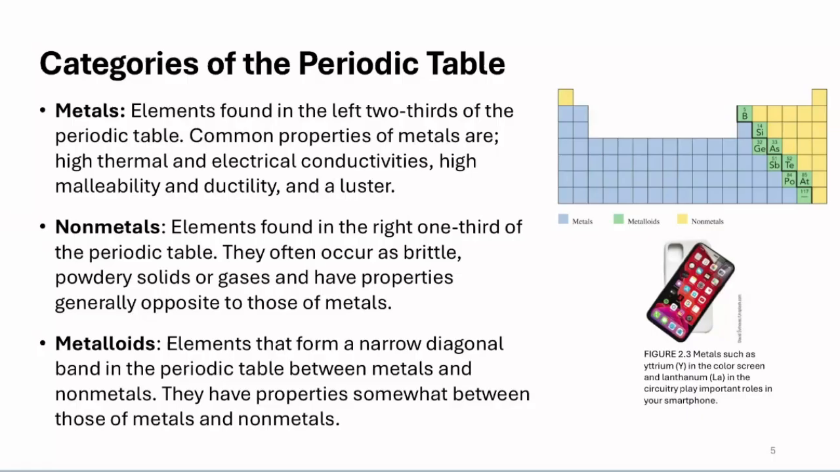Lastly, elements can be categorized as metalloids. Metalloid elements form a narrow diagonal band in the periodic table between the metals and the nonmetals. They have properties somewhat in between those of metals and nonmetals. And when we look at this chart, the metalloids are present in green boxes.